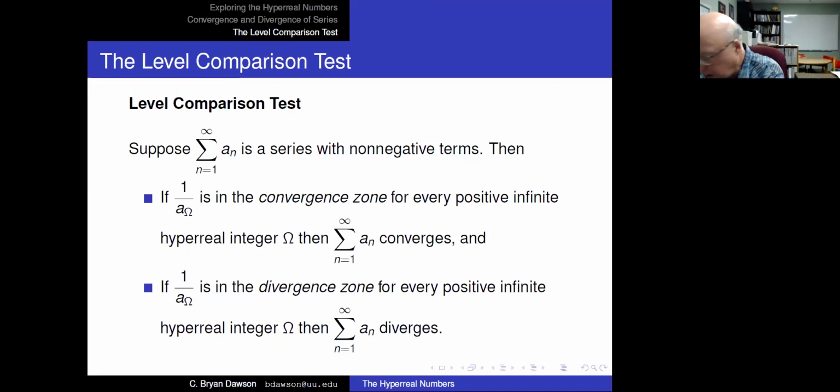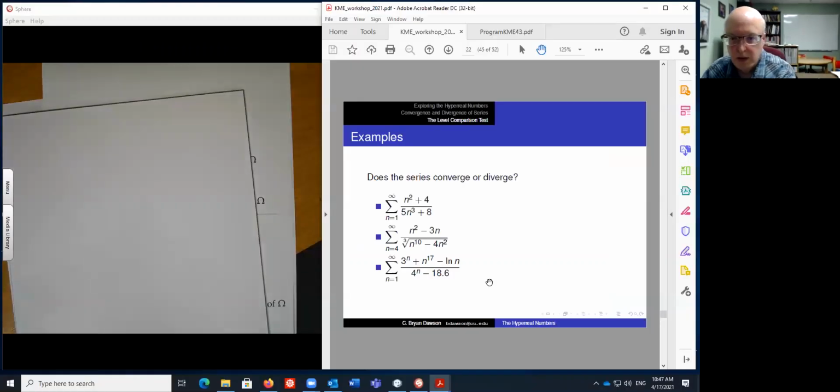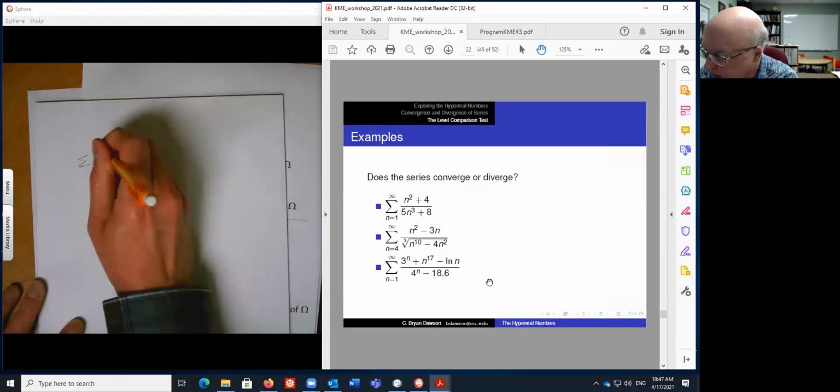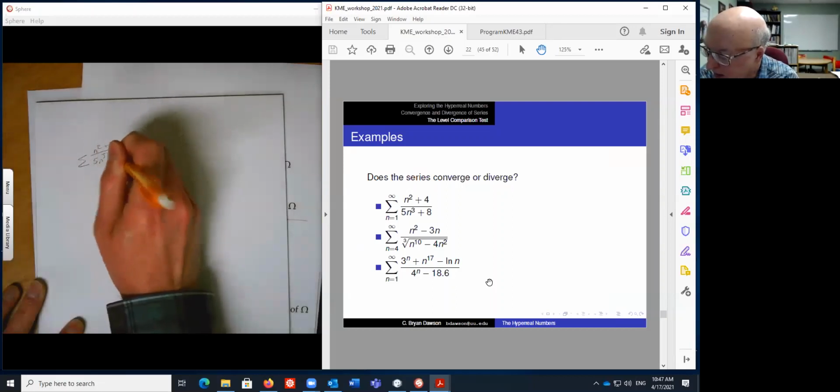So let's take a look at some series and see if we can figure this out. Okay, so students, if you have a piece of paper and pencil with you, take a look at that series, the sum of n squared plus 4 over 5n cubed plus 8.